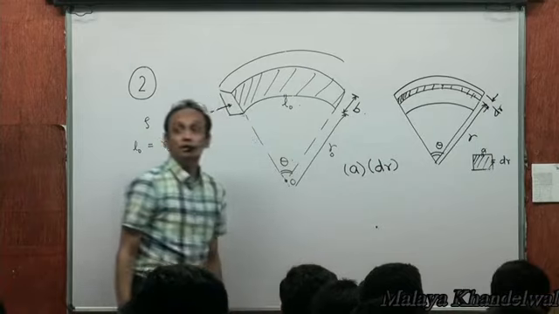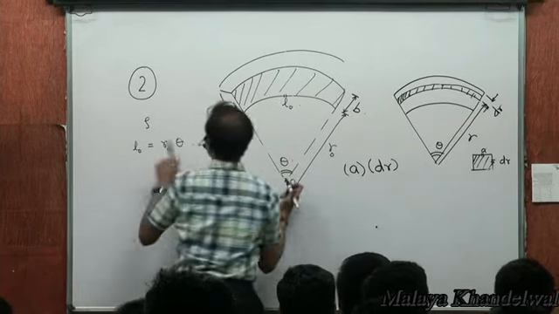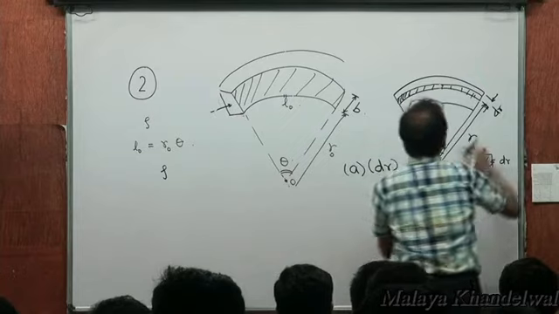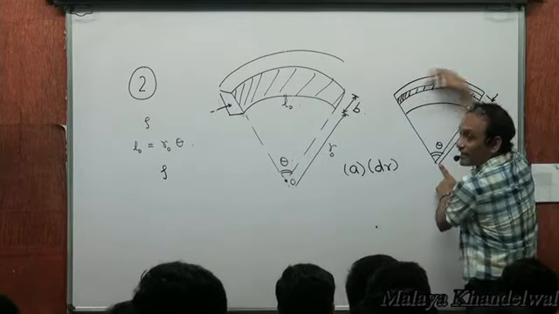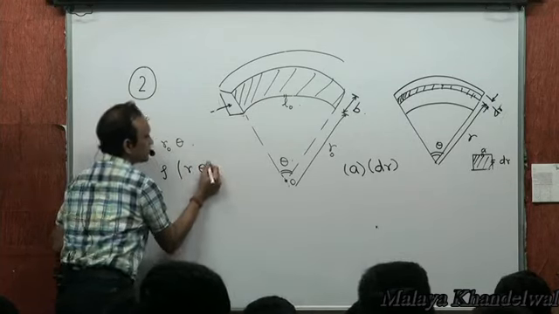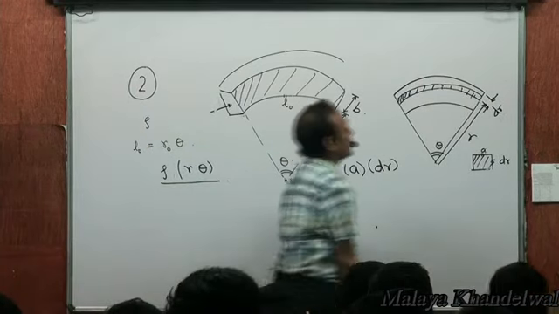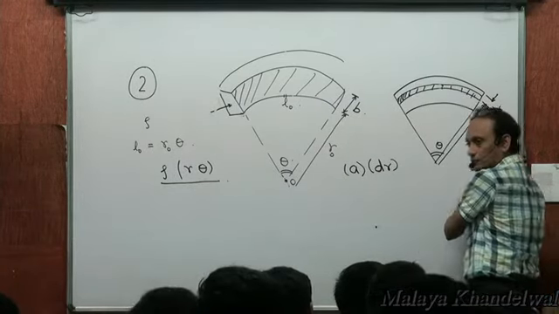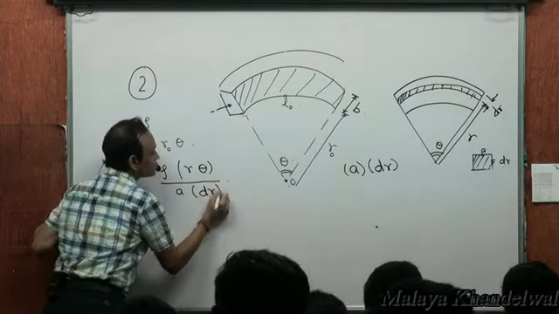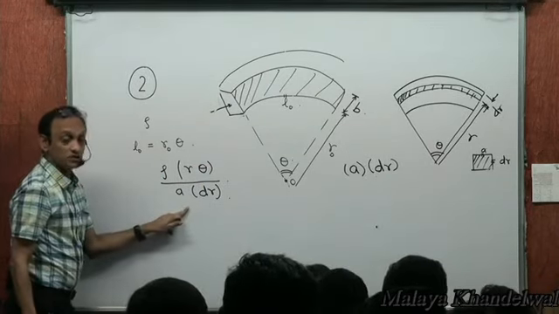So the resistance of this portion is going to be specific resistance, rho, into the length. How much is the length? R theta is the length of this conductor. R theta, that is rho L, divided by the area of cross section. The area of cross section is A into dr. So rho L by A. Right? That's the resistance.